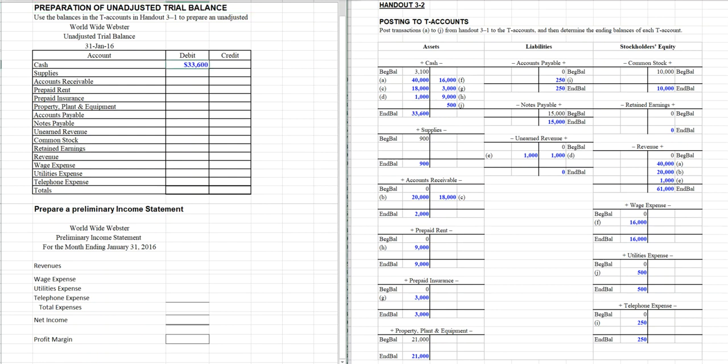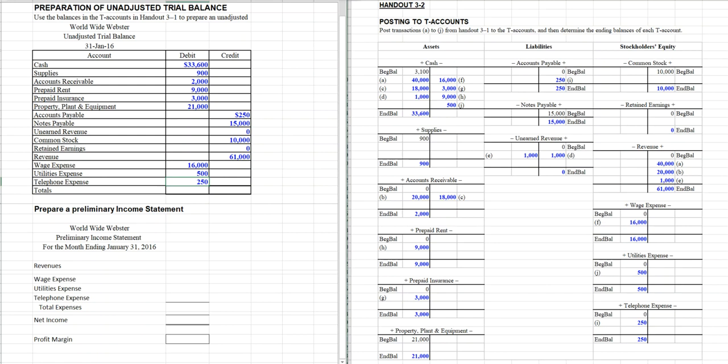But let's go ahead and post those balances from our T accounts to our unadjusted trial balance. We had $33,600 in cash, $900 in supplies, $2,000 in accounts receivable. We had prepaid rent of $9,000, prepaid insurance of $3,000, plant, property, and equipment of $21,000. Then in terms of liabilities, accounts payable were $250, notes payable were $15,000, unearned revenue was zeroed out. We had $10,000 in common stock and nothing yet for retained earnings. Our total revenues were $61,000. We had wage expense of $16,000, utility expense of $500, and telephone expense of $250.